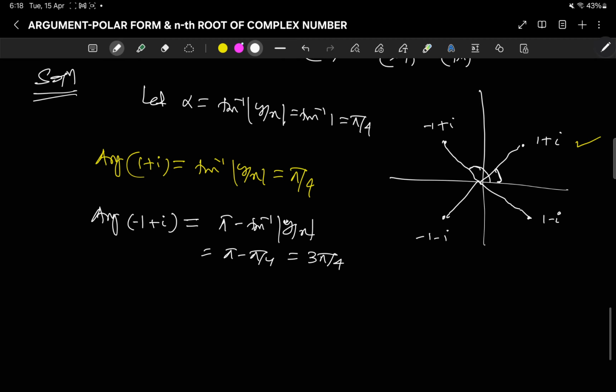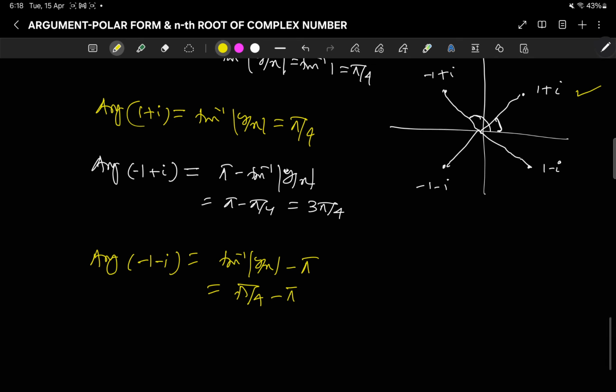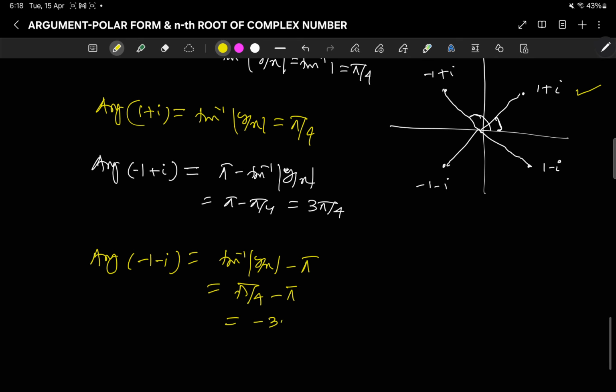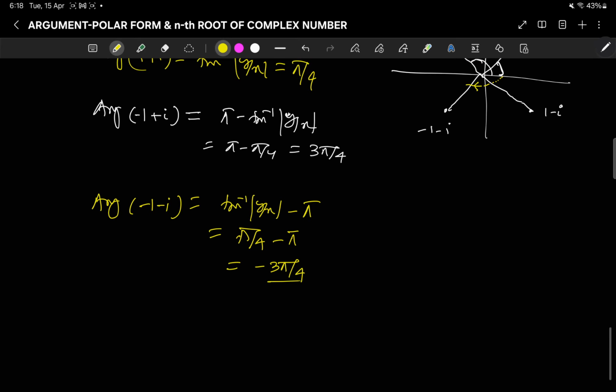And now if it is in the third quadrant, then the argument of minus 1 minus i will be tan inverse |y/x| minus pi. So this is pi by 4 minus pi, so it is minus 3 pi by 4. So it can be viewed as minus 3 pi by 4 here, right? It can be viewed as minus 3 pi by 4 here, right?